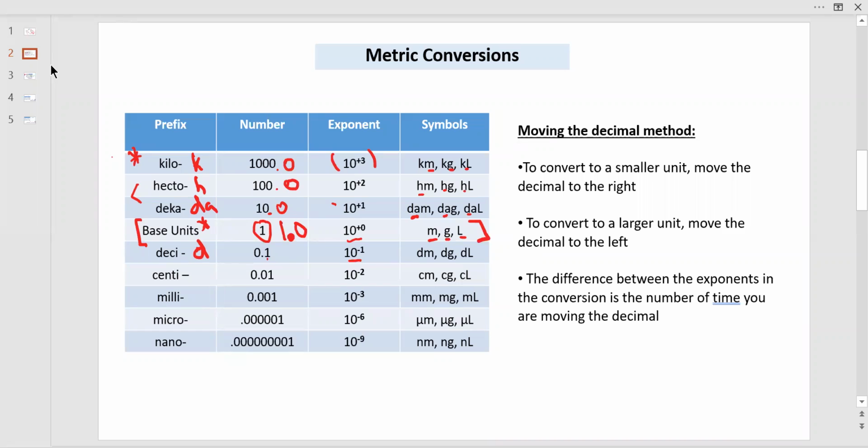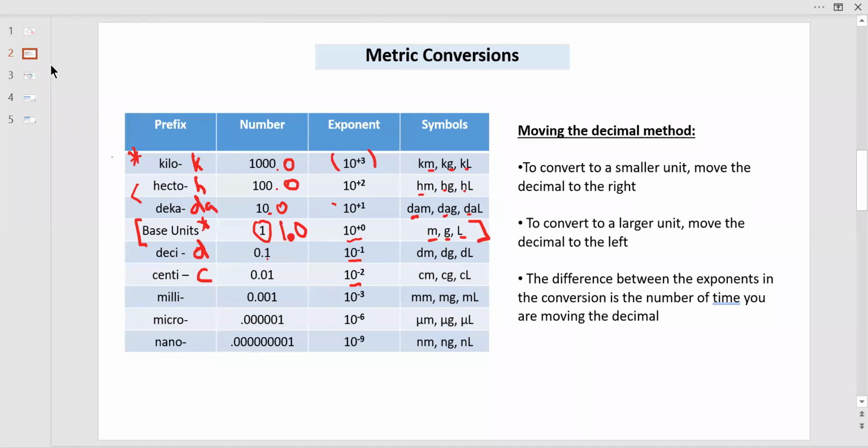Centi is -2, and that one you'll hear a lot. Like in the rulers we use in lab, they're all centimeter rulers. So that would be a C, and that's 10 to the -2. So now we moved from the base unit. We moved the decimal place 2 points to the left, and that's 10 to the -2.